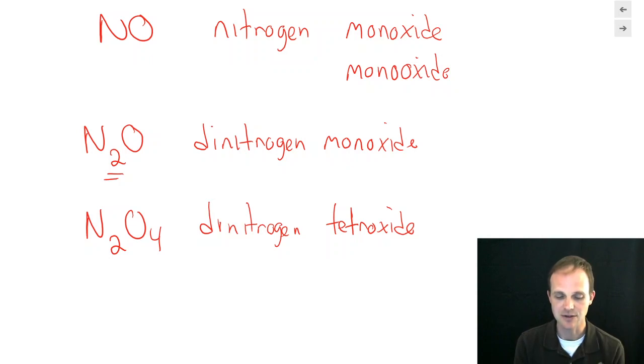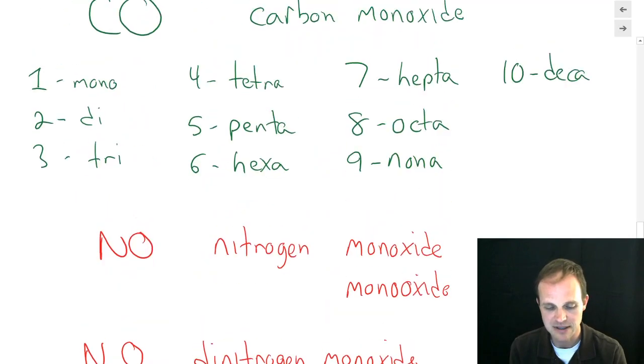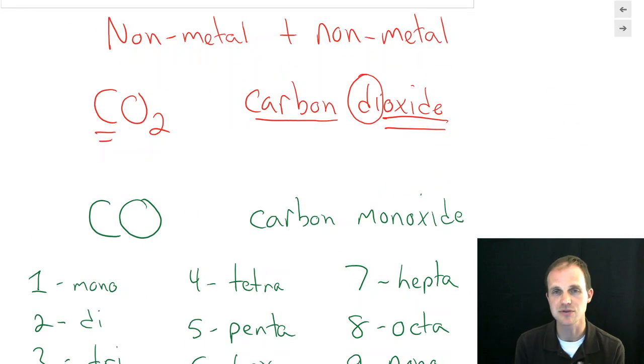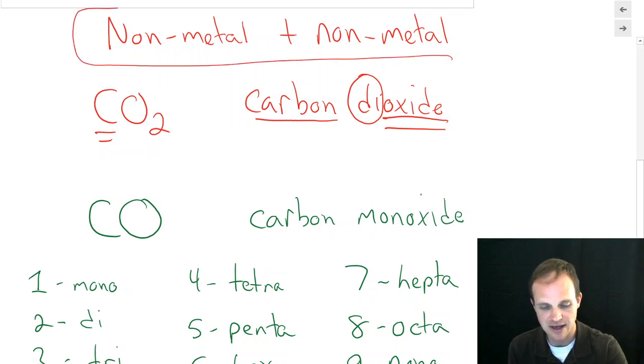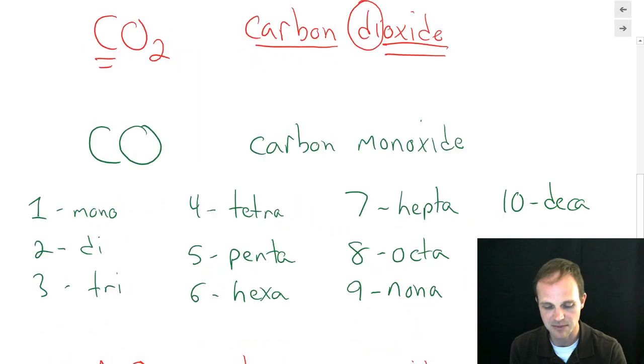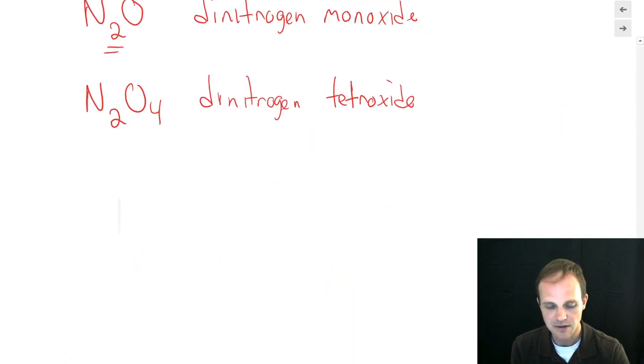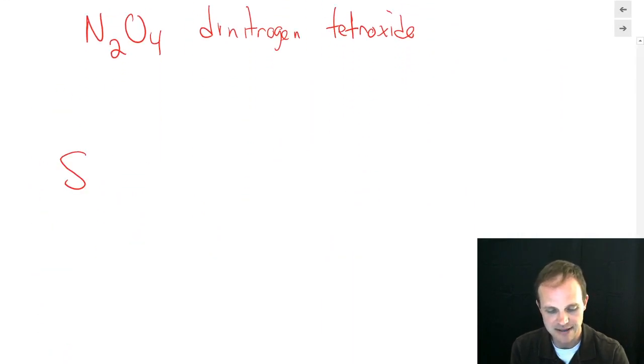each one of them. And the only time you don't use a count is when the first element in your formula has only one, and then you don't use the mono. But what I always like to keep in mind is that you know the names of those two. If you can remember carbon monoxide and carbon dioxide, you've pretty much learned all the rules that you need to know, as long as you verify that you have a non-metal and a non-metal, two things from the top right of the periodic table. So let's just do one more and see how you're doing.